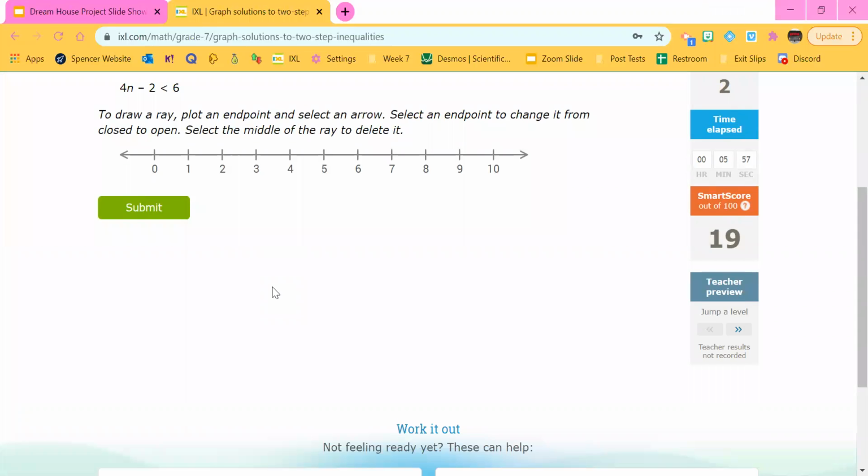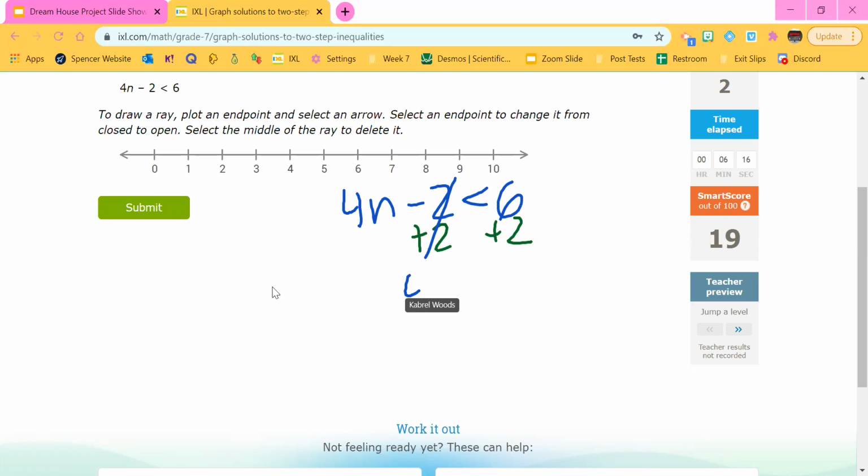So on this one, we have 4n minus 2 is less than 6. And we know our first step is we have to get rid of that constant. So I'm going to have to add 2 to each side. And then these cancel out. That leaves us with 4n is less than 6 plus 2, which gives us 8. And now we have to get rid of our coefficient. I'm going to divide each side by 4 to get rid of that.